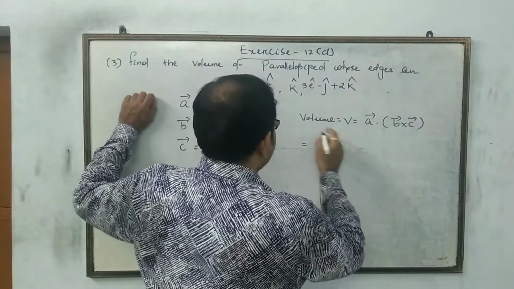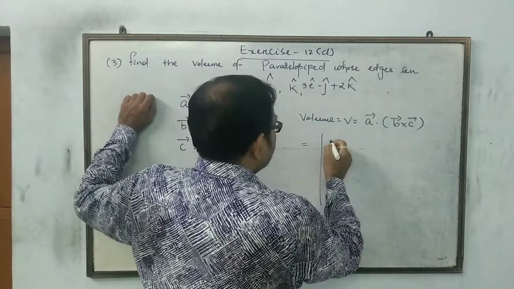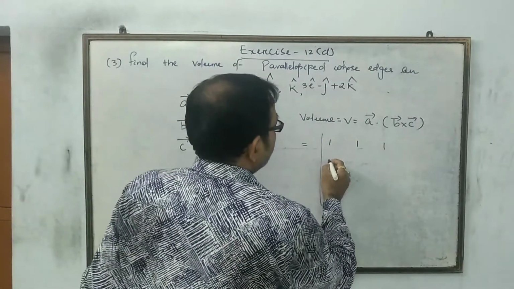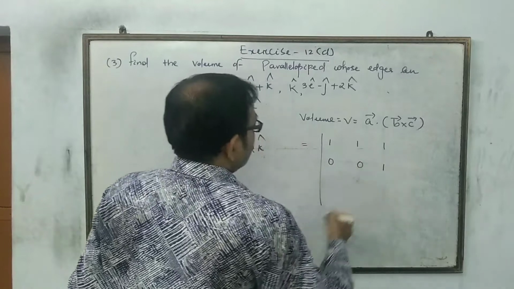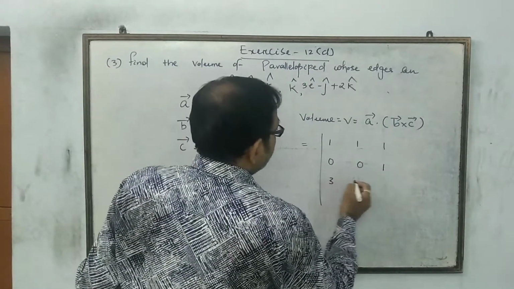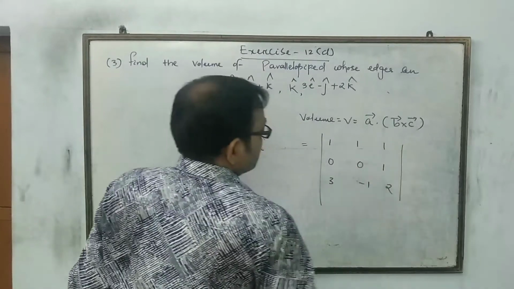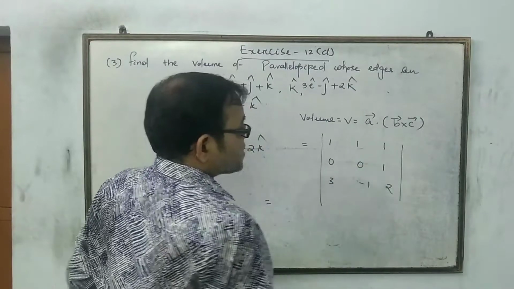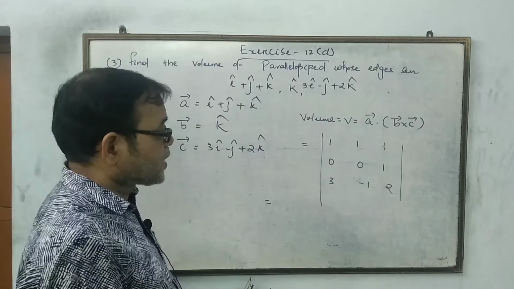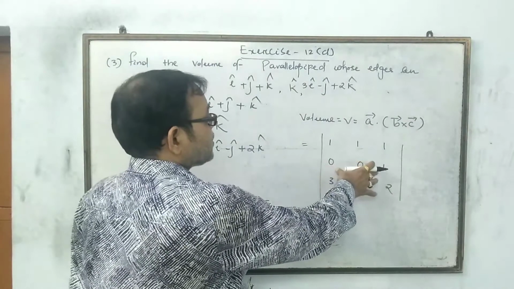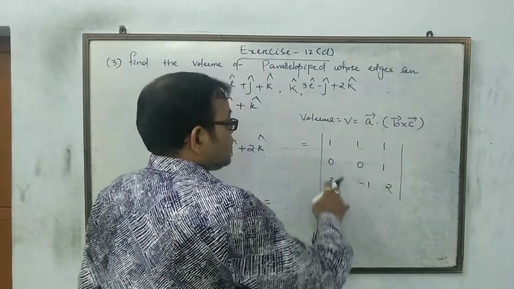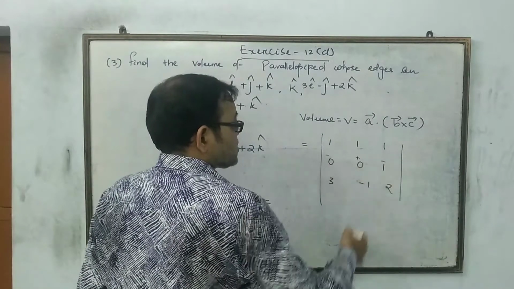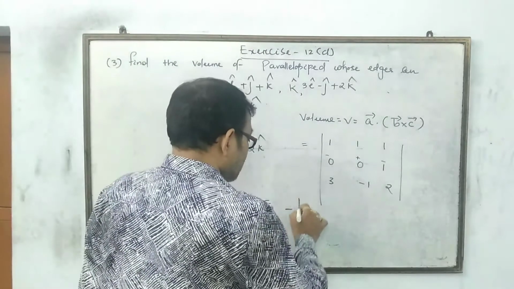We replace the coefficients of i, j and k in the determinant: 1, 1, 1; for the second edge only k is there, so 0, 0, 1; and the last one is 3, minus 1, 2. Now you find the value of this determinant. Since the determinant has two zeros in the second row, I am going to expand along the second row. The signs are minus, plus, minus, so I take minus 1.